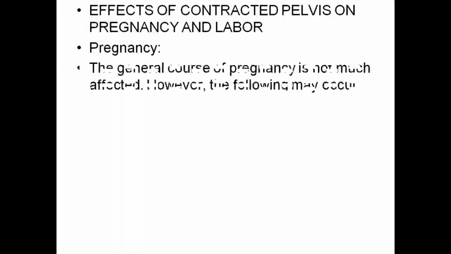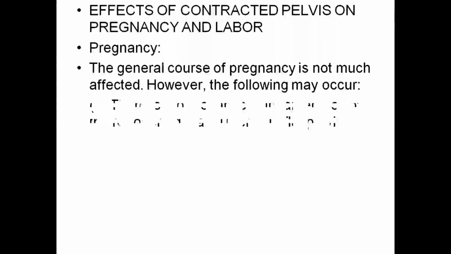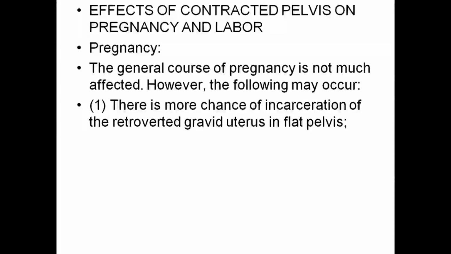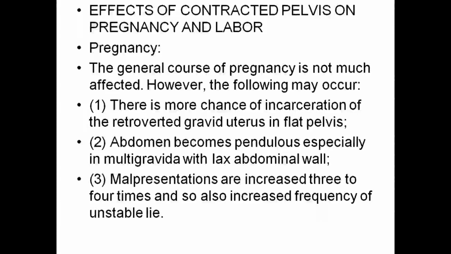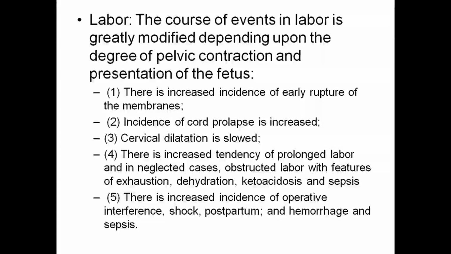The effect of contracted pelvis on pregnancy and labor. In pregnancy, the general course of pregnancy is not much affected. However, the following can occur. There is more chance of incarceration of retroverted gravid uterus in flat pelvis. Abdomen becomes pendulous, especially in multigravida with lax abdominal wall. Malpresentations are increased 3 to 4 times, and so is the frequency of unstable lie during labor.